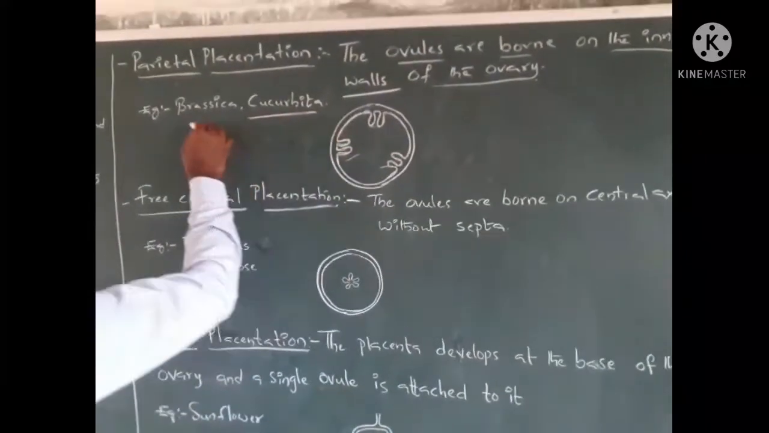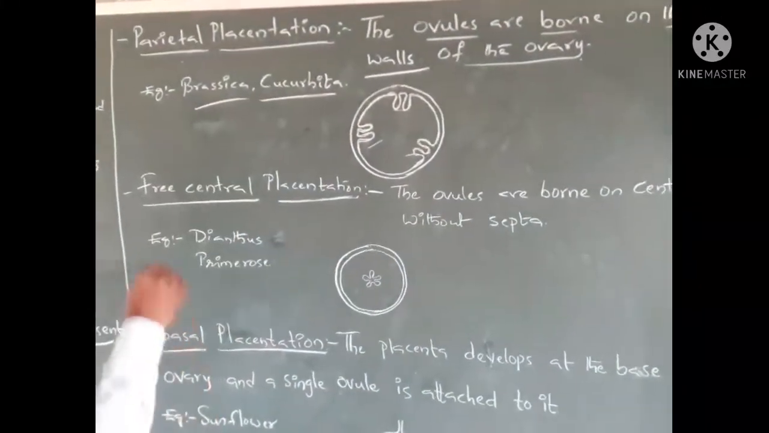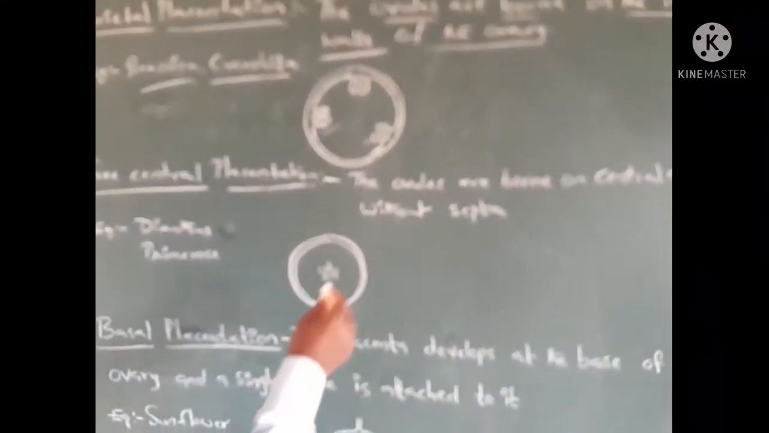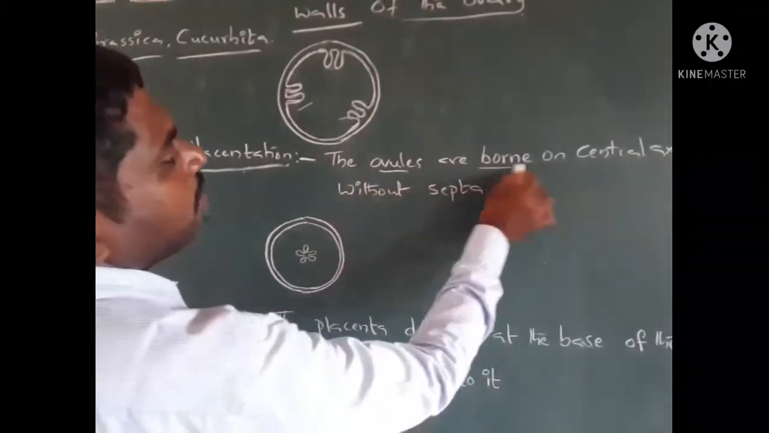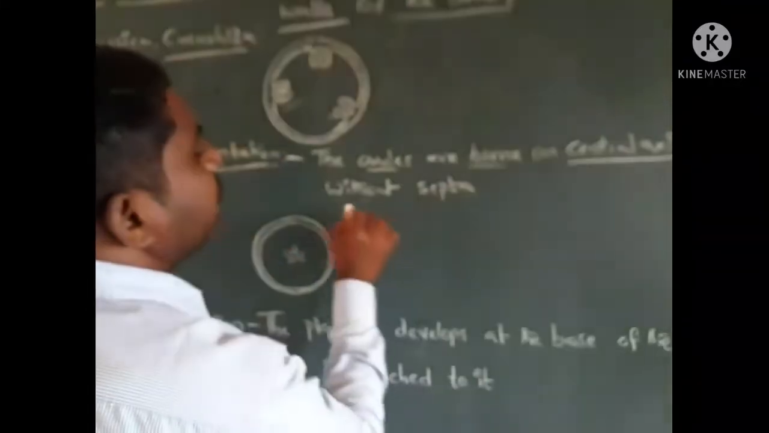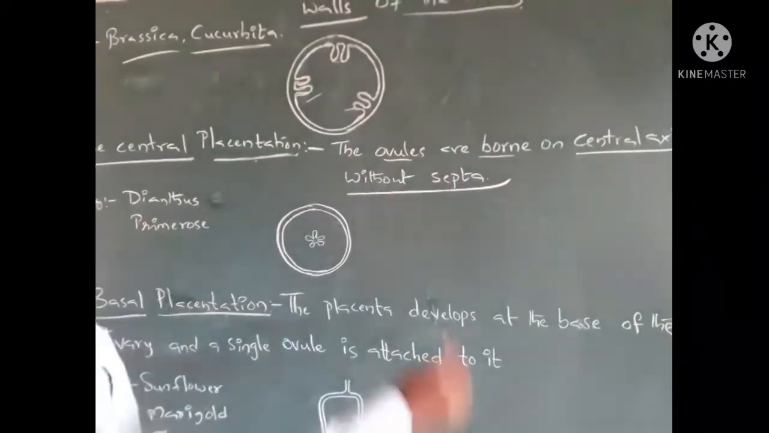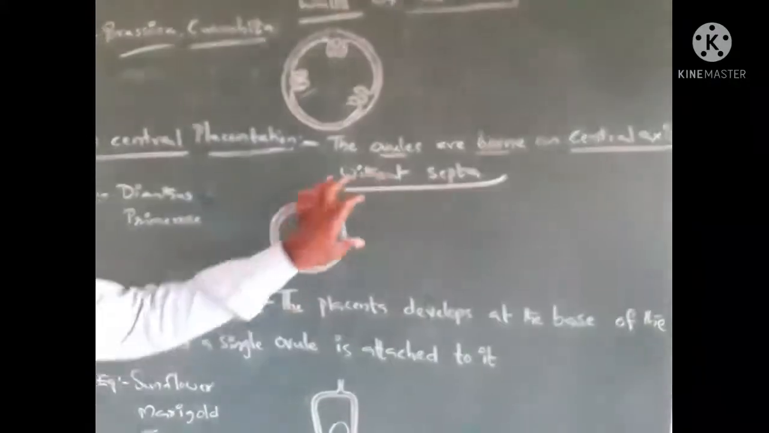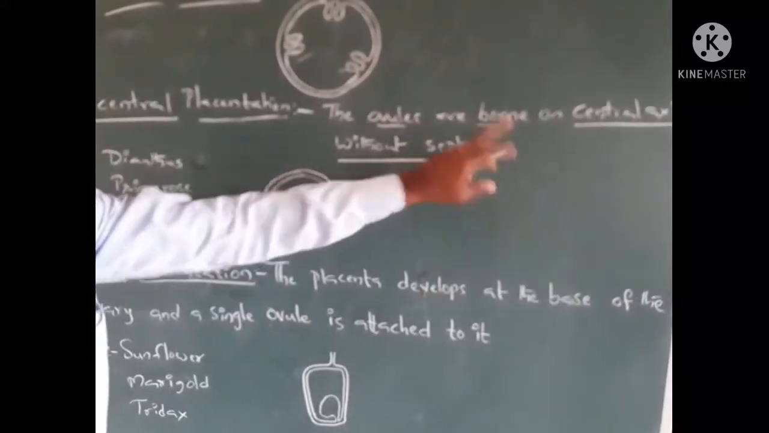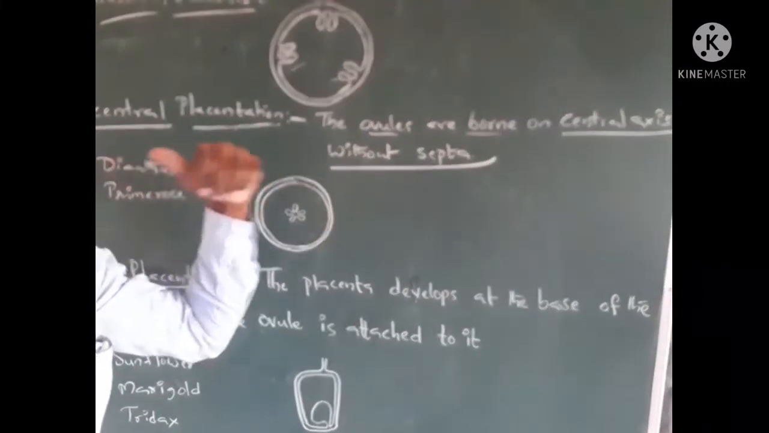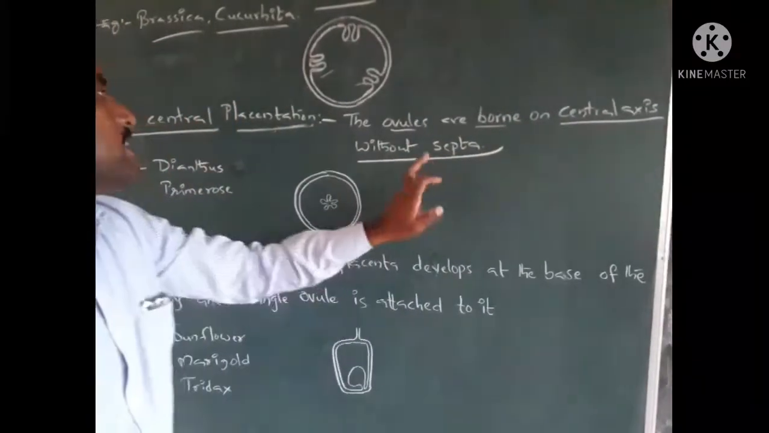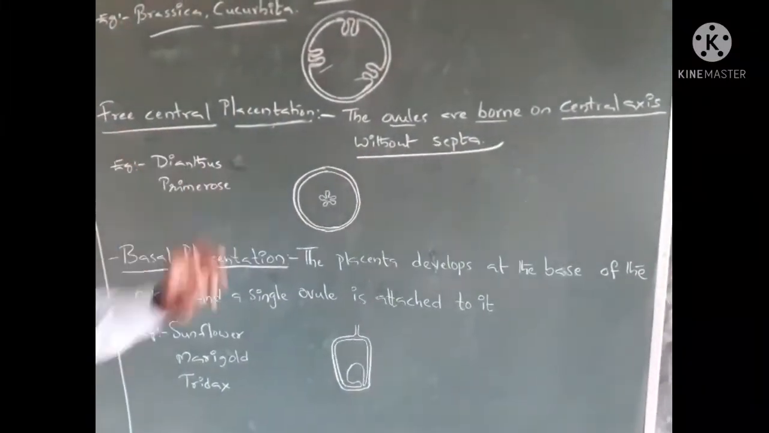Example, Cucurbita and Brassica. And the next one, free central placentation. Here the ovules are borne on the central axis without septa. When ovules are borne on the central axis with septa, that is called axial placentation. Without septa, it is called free central placentation.